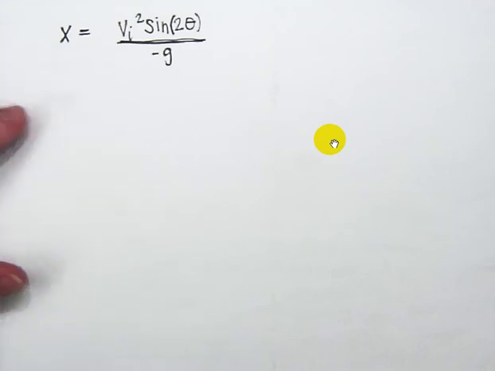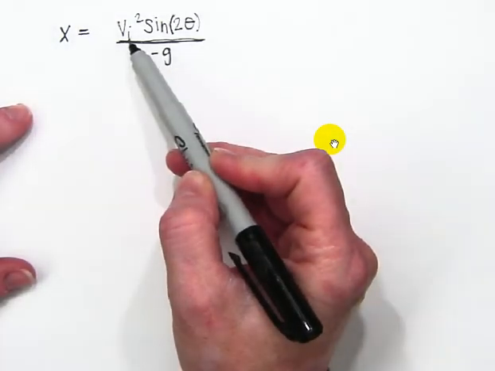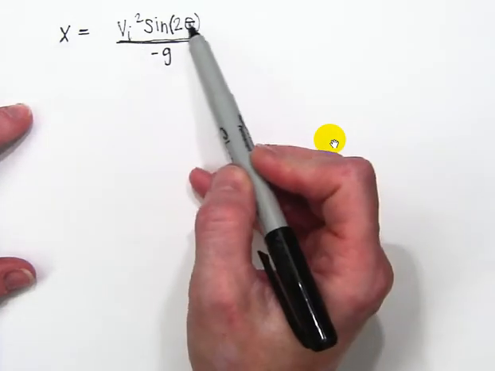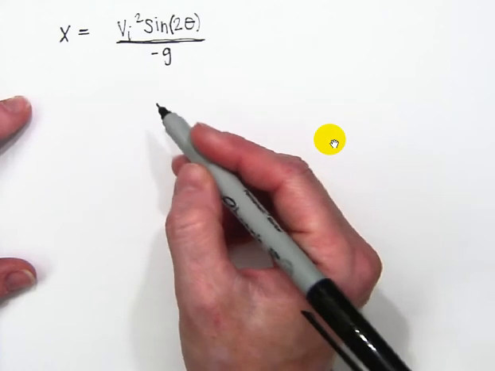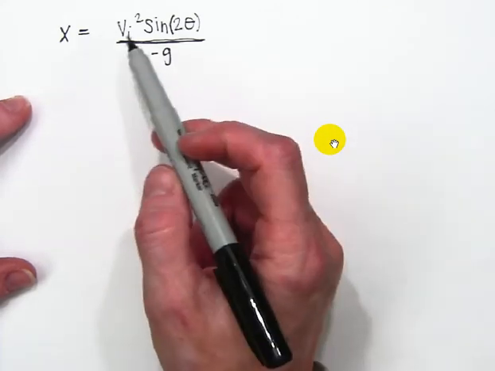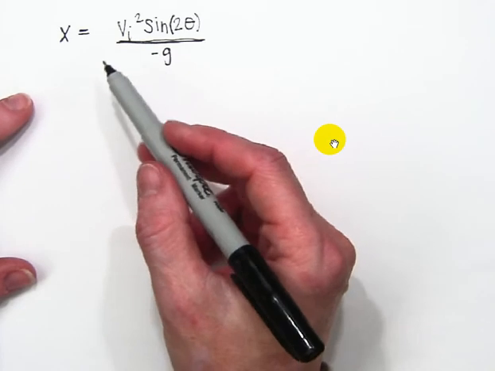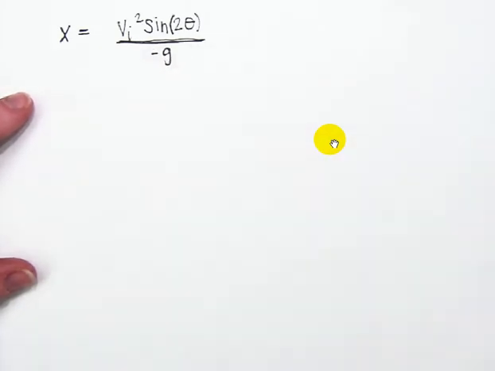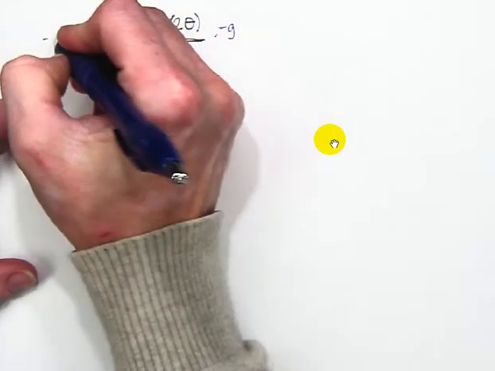So let's say we want to solve for the initial velocity. I've been given x and I've been given the theta. I need to know the initial velocity. So this is how we would do the algebra to get the equation to say v sub I equals. First thing I want to do is undo dividing by negative g. So I'm going to multiply both sides by negative g.